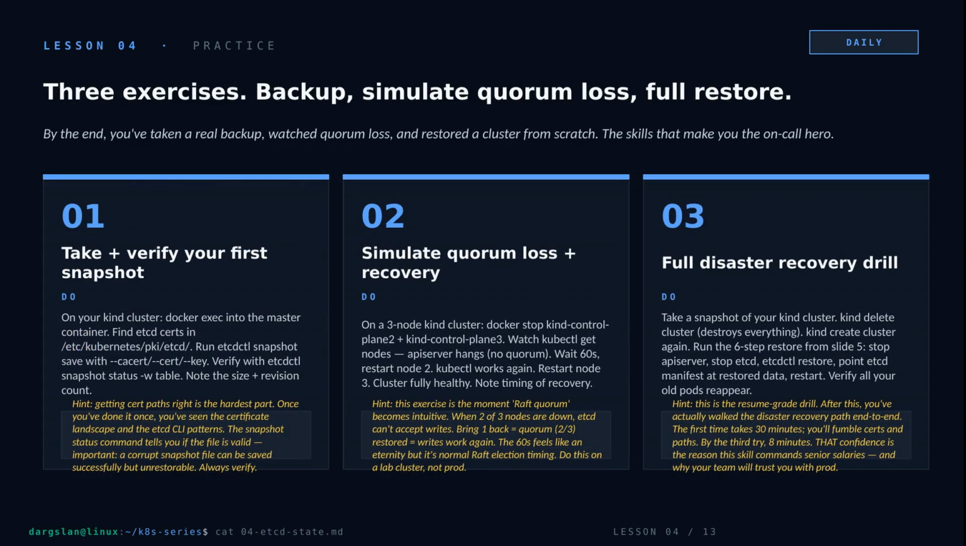Reading about etcd won't save you at 3 a.m. Only your hands will. So 3 exercises in order. First, take a real snapshot on your kind cluster and verify it with snapshot status, because a corrupt backup can save successfully and still be unrestorable. Second, stop 2 of 3 control plane nodes and watch the API server hang. Bring 1 back and feel quorum return. Third, the resume-grade drill. Snapshot, destroy the cluster, rebuild, and walk the full 6-step restore. First try takes 30 minutes. Third try, 8. That's the confidence that gets you trusted with prod.